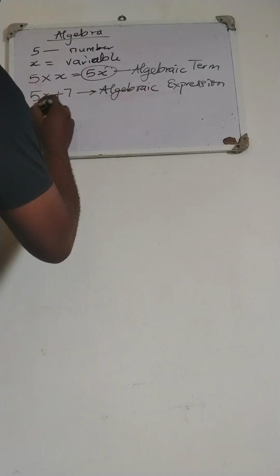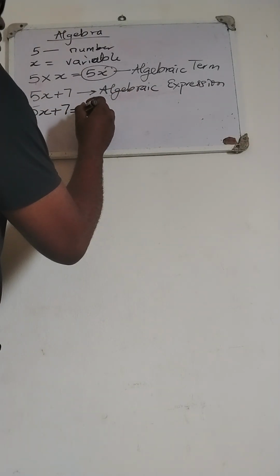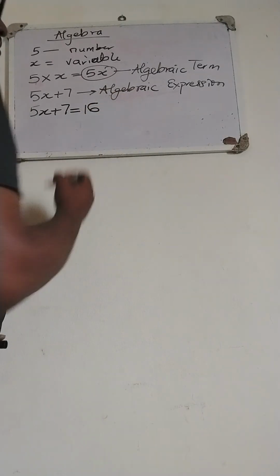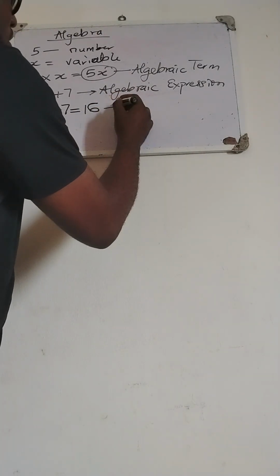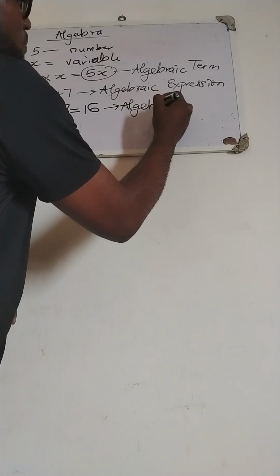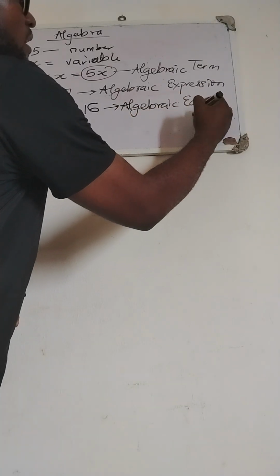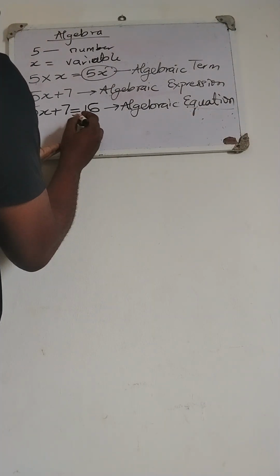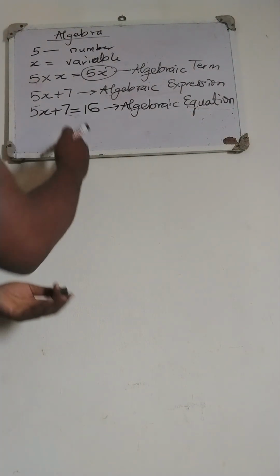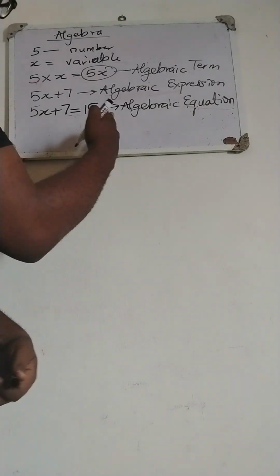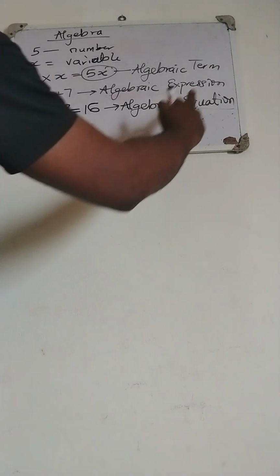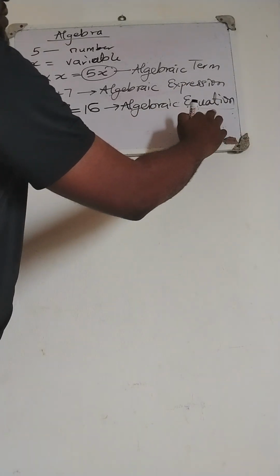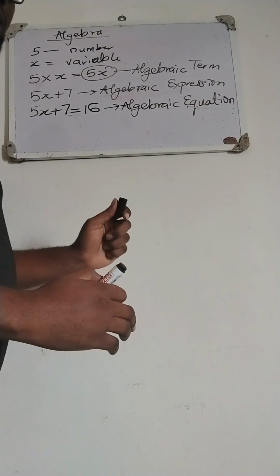But once we have this plus 7 equals 16, now this becomes an algebraic equation. Equation because of the equality sign. So we have an algebraic term, we have an algebraic expression, and we have an algebraic equation.